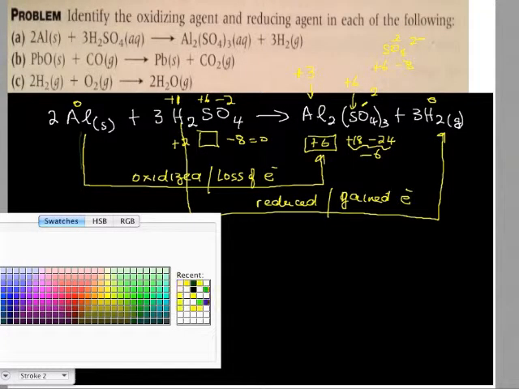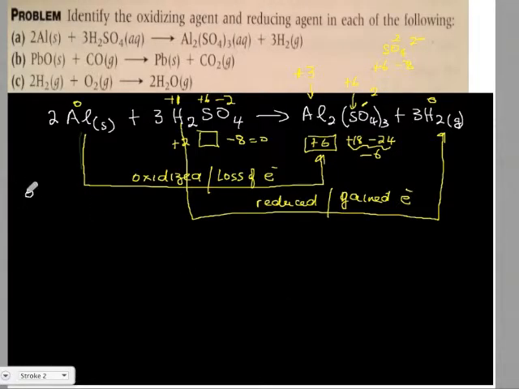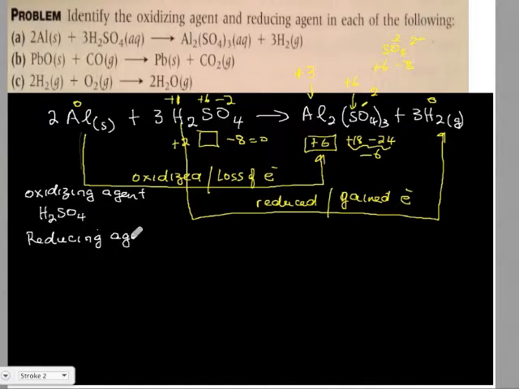The oxidizing agent would be the one that is reduced, so it would be sulfuric acid, and the reducing agent is the one that is oxidized, so it'll be aluminum.